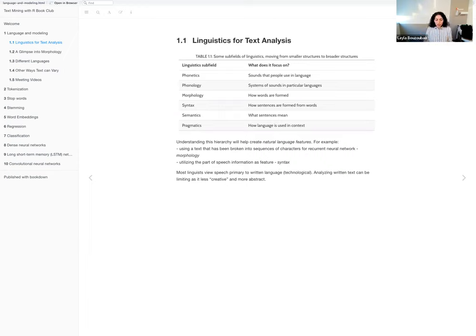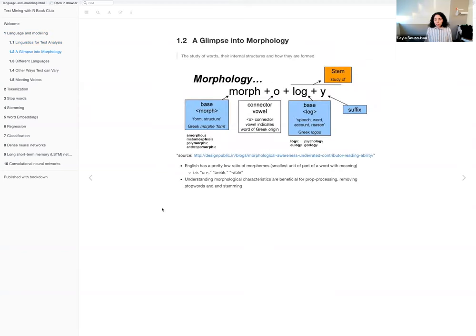Also, one limitation is that some languages are signed and not even spoken or written. So that right there is another limitation. So, a glimpse into morphology. Understanding morphology can help us inform text modeling. And like I said, it's the study of words and their internal structure and how they're formed.